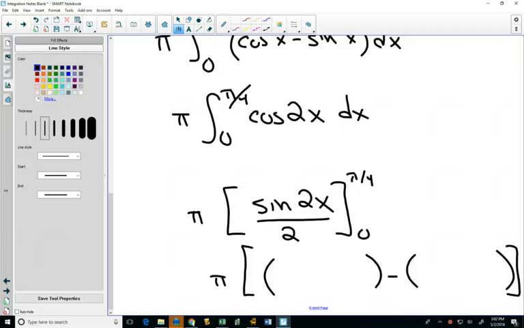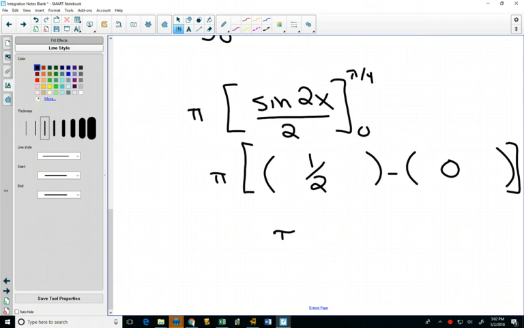What happens when you plug in pi over 4? What's sine of pi over 2? 1. So we get 1/2. What is sine of 0? Not anymore because we use the identity. And then the amount of titanium you need to go out and buy for your fancy dog dish is pi over 2 units cubed.